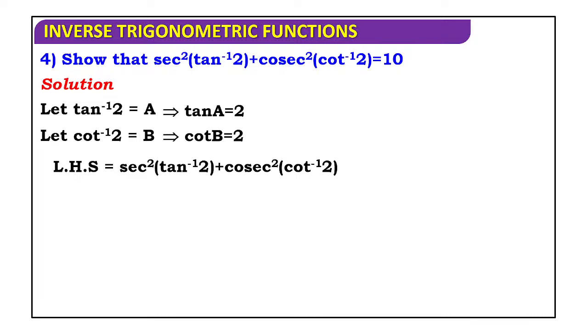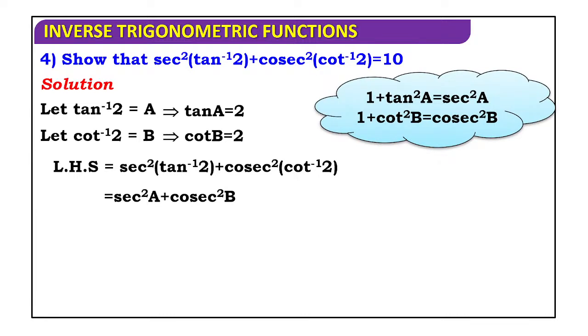Look at the left hand side. The question I am writing as it is. Secant square tan inverse 2 plus cosecant square cot inverse 2. Okay, I wrote down the left hand side. Now look at this. Tan inverse 2 can be written as what? A. Cot inverse 2 can be written as what? B. Secant square A plus cosecant square B. The formula becomes like this. Okay, do you know this identity?